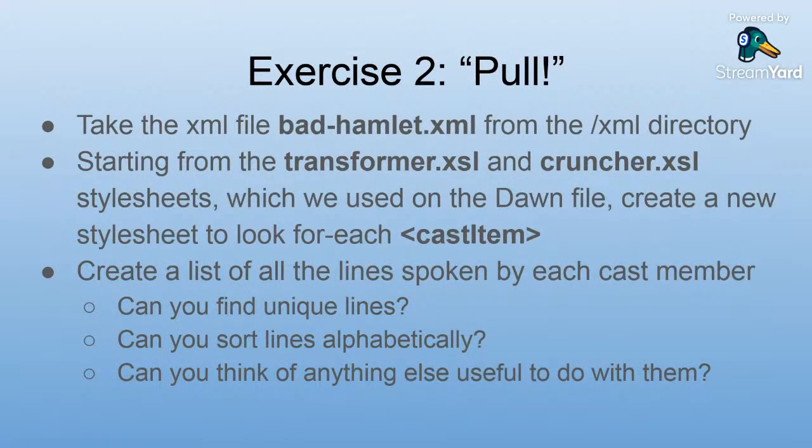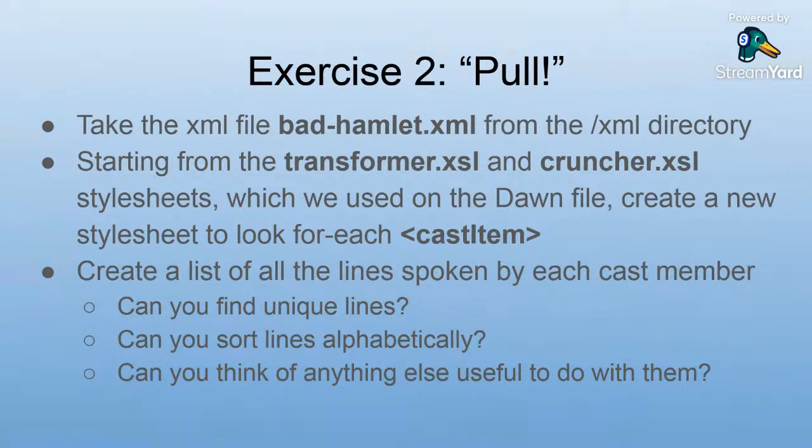So start with, for example, you can do any exercise, and you really want to try this for yourself, but for an initial exercise, start with the bad Hamlet XML file, and starting from the existing style sheets which we've given you, create yourself a new style sheet. Maybe take a copy of the Cruncher style sheet and create a new style sheet, and look for every cast item in there, right? Using for-each on that, and see if you can answer the following questions.